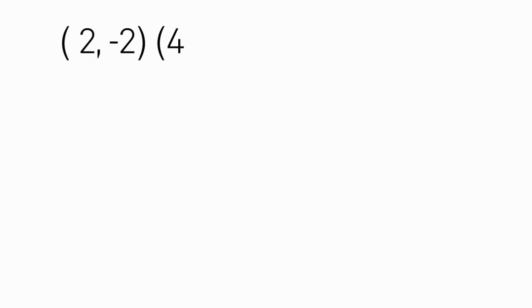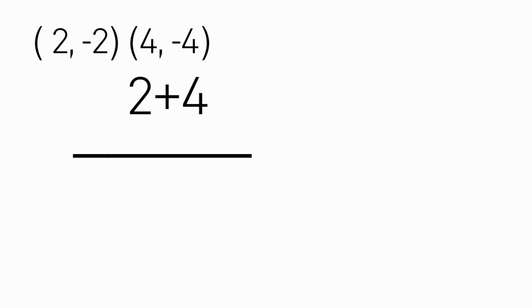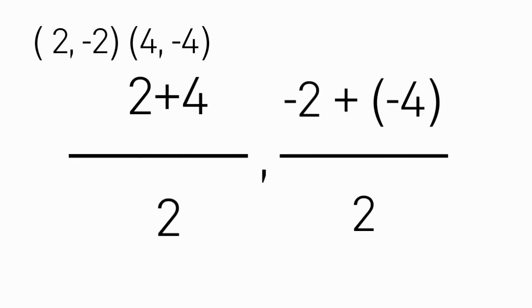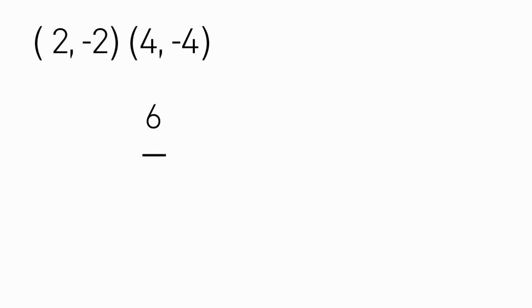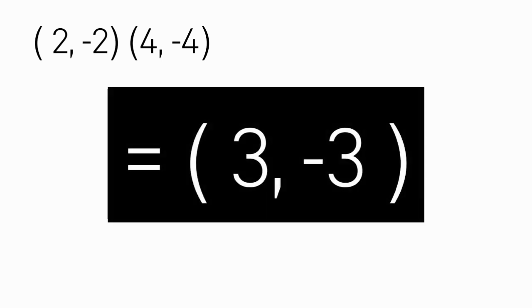For example, plot 2, negative 2, and 4, negative 4 on a Cartesian plane, then find the coordinates of the midpoint. 2 plus 4 divided by 2, and negative 2 plus negative 4 divided by 2 is equal to 6 divided by 2, and negative 6 divided by 2. The answer is 3 and negative 3.